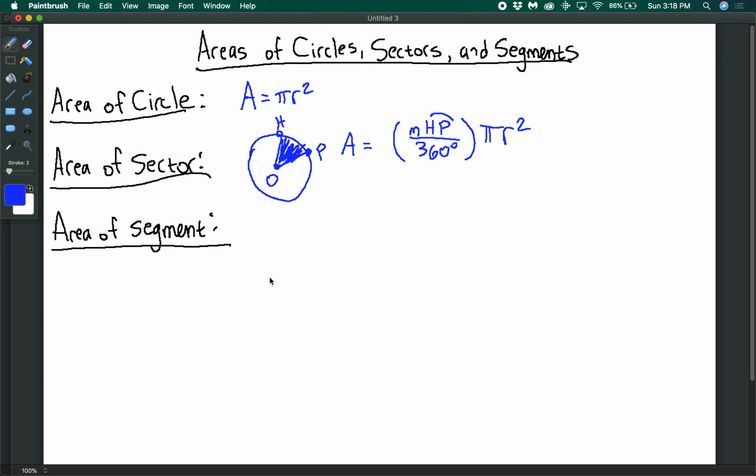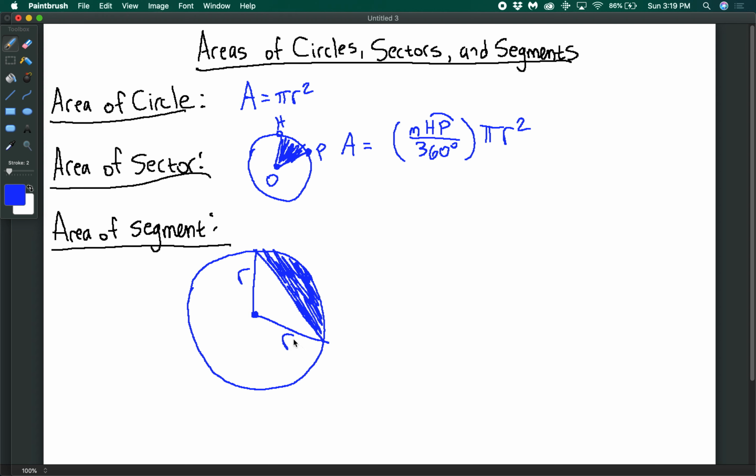For the segment, the segment's the kind of less obvious one. If I take a chord and I want to find this area, it's not immediately obvious how I would do this. But if I draw my center, draw a radius to there, and a radius to there, then I can find the area of this entire sector and subtract from it the area of just this triangle. This is an isosceles triangle because this is R and this is R, where R is the radius of the circle.